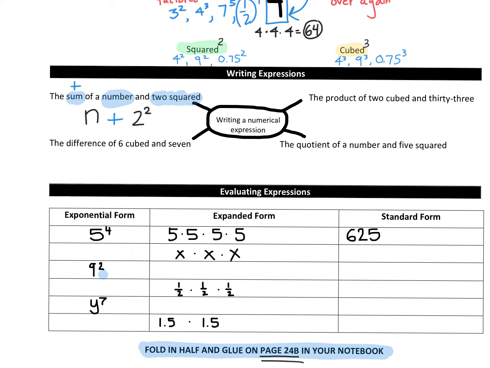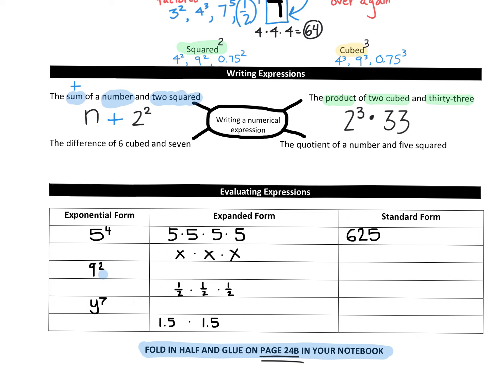If I give you a sentence. Get a highlighter. Let's do the next one. It says the product of 2 cubed and 33. So product, 2 cubed and 33. All right, let's get started. Product means times. 2 cubed. Okay, I know that's 2 to the third power because cube means third. And 33.